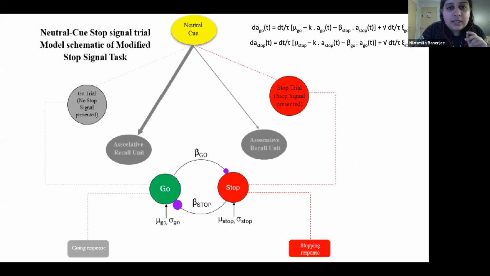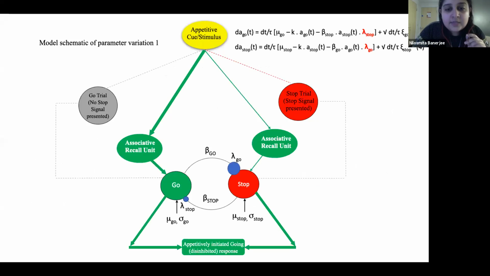The results led to this. This was the first architecture. Here you can see that the associative recall units are grayed out, so they're not playing a role and not biasing the processes. And this was the first parameter variation. Here they are green and they're affecting the mutual interaction. You can see a bigger purple circle corresponding to lambda go, which means that go is in a way inhibiting the stopping process, and the stop process does not have a lot of impact on the go process.